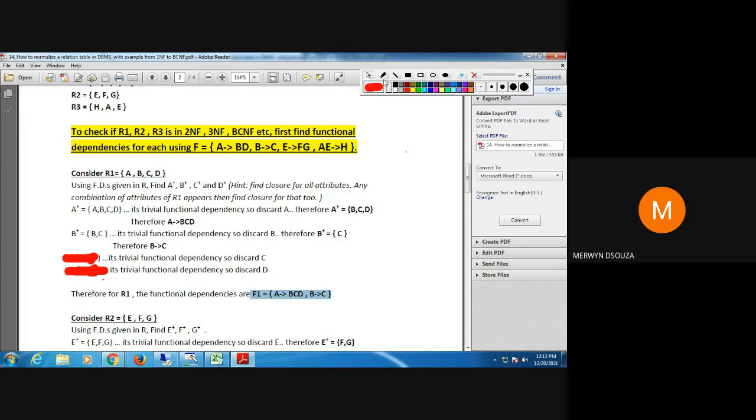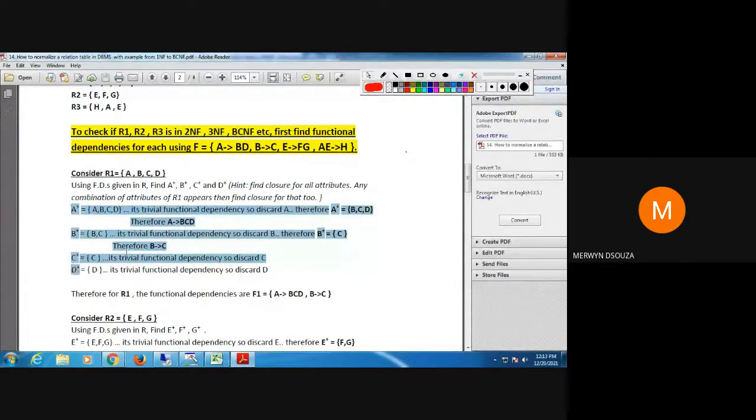I hope you all are clear why we are not taking other attributes. Why are we not taking other attributes? Because R1 contains only these four attributes A, B, C, and D. So we are finding the closures using only A, B, C, and D.